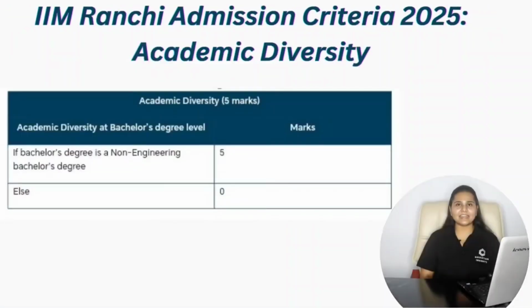Then in the selection criteria with the IIM Ranchi, 5% weightage is given to the academic diversity. So if your background is from the non-engineering, then at that time 5% weightage is given on the basis of the academic diversity. So these are the various parameters which are considered for the composite score calculation with the IIM Ranchi, and then the finally selected list of candidates is done. So this is all about the final selection criteria with all these 8 IIMs who are going to participate in the IIM CAP 2025 admission process.